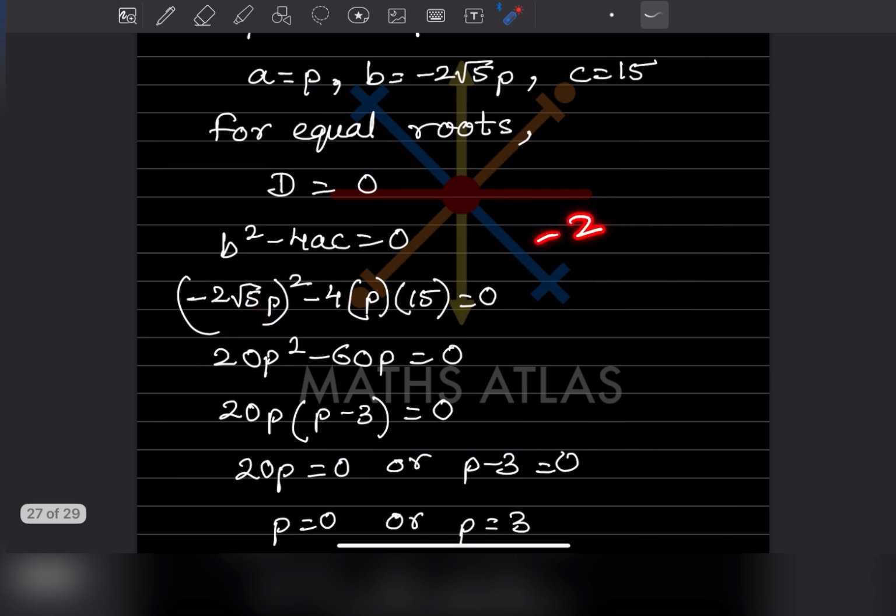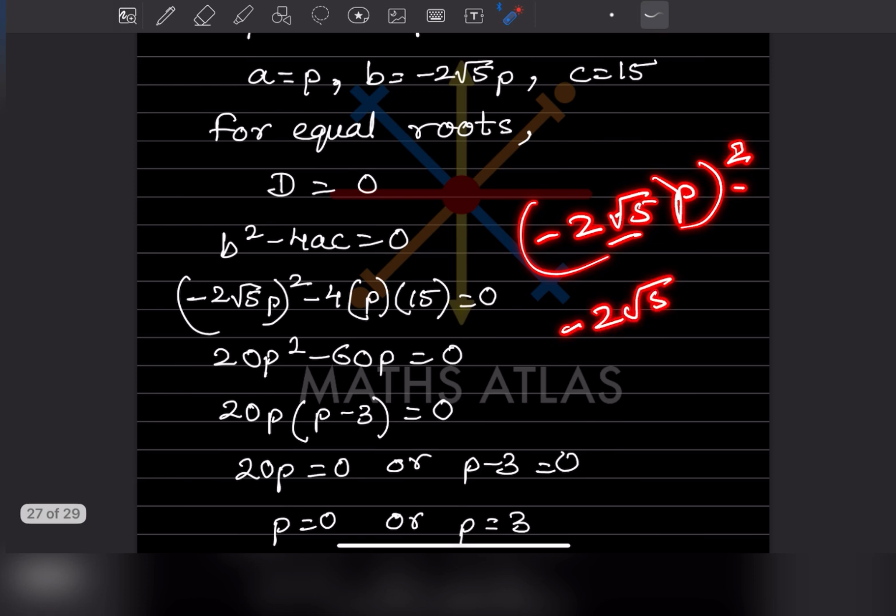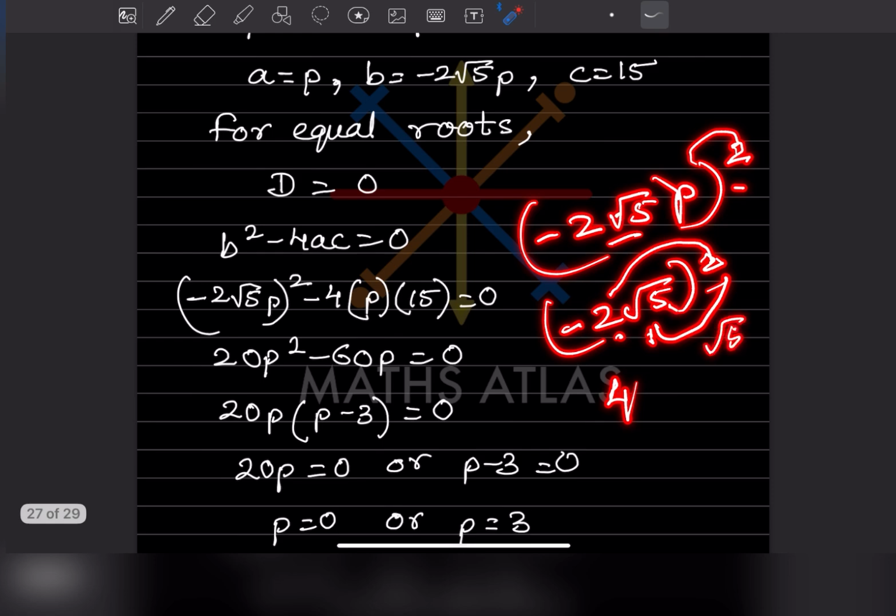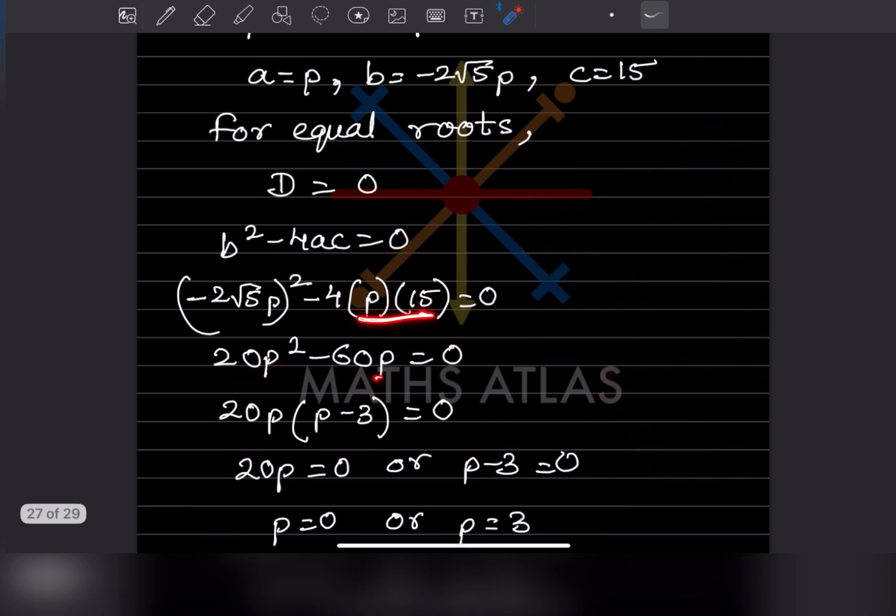Now see, we have −2√5 p and square of it. Forget the p for the time being. We'll just think about −2√5 and square, because p is going to be squared. Whenever we have such problems, you have to multiply this as well as this one. Because (−2)² is going to be positive 4, and √5 into √5 is just 5. Hope this is clear. So this should be 20, and this is p², so 20p², and this whole thing is going to be minus 60p is equal to 0.